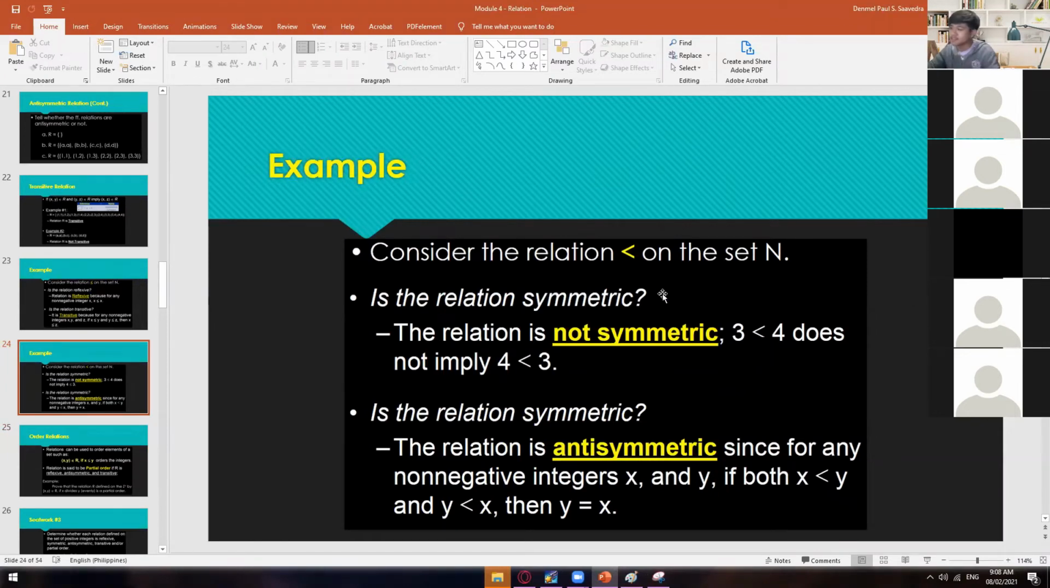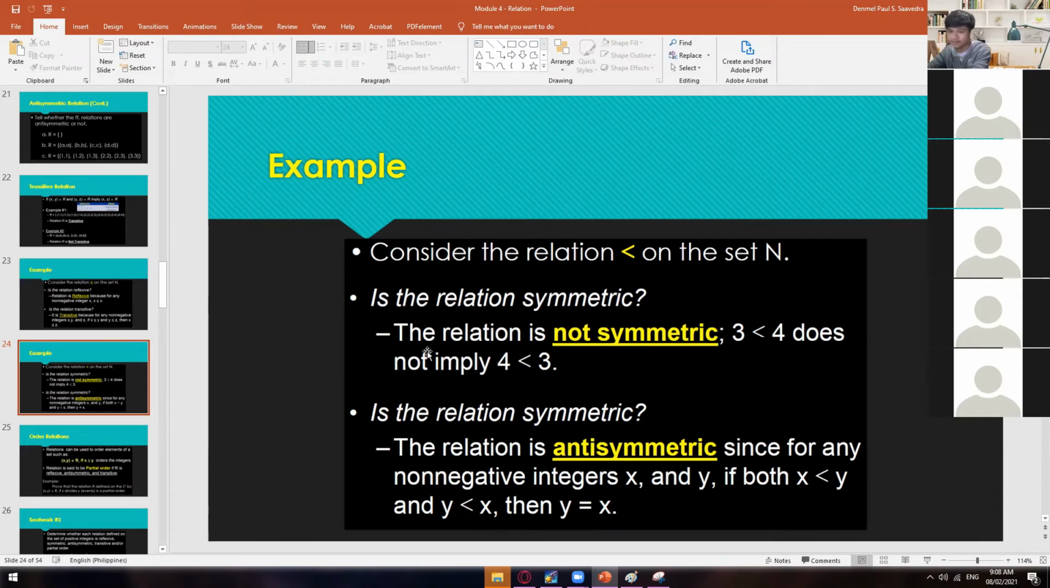Oops, that one is for reflexive. Sorry, this one is symmetric. Okay. So you will never get a (4,3), because your first coordinate is always less than the second coordinate. Okay. So are we good so far for this symmetric?